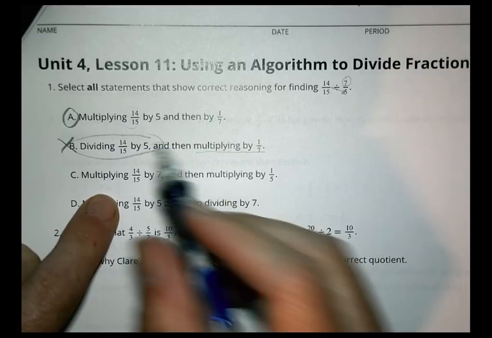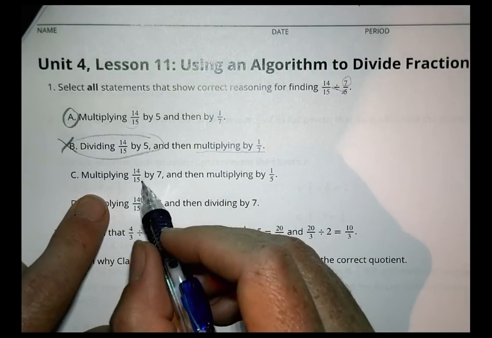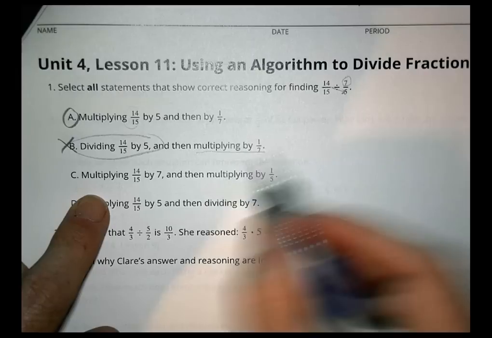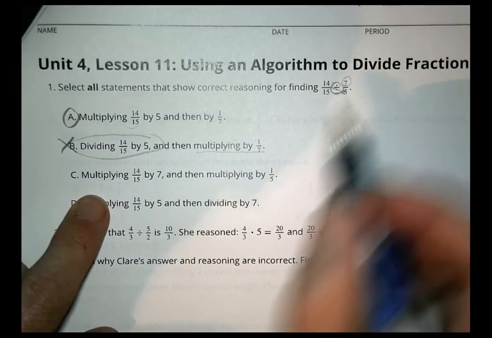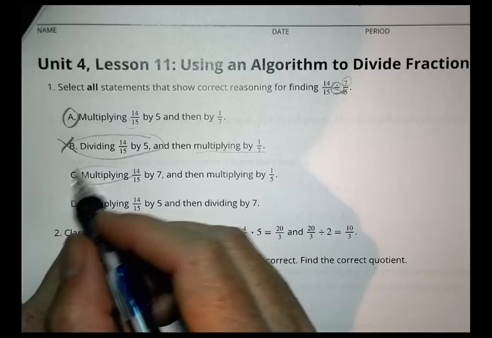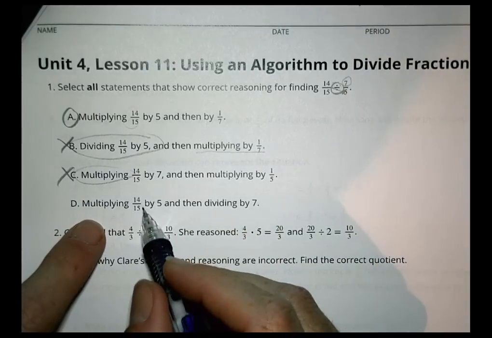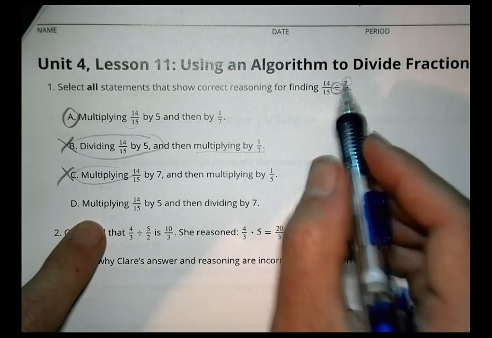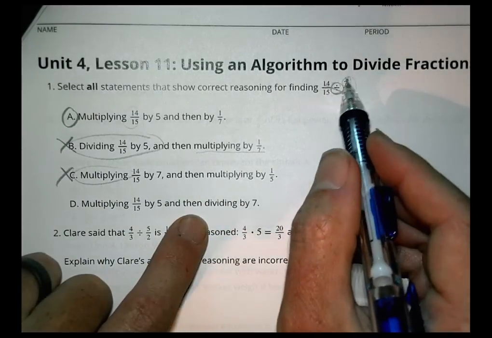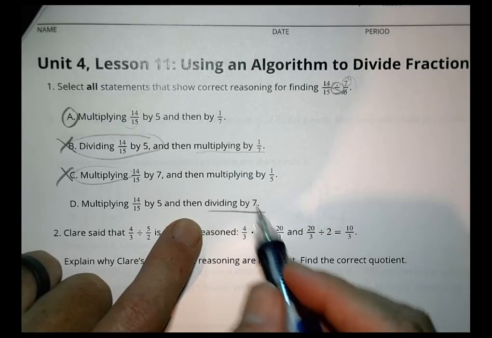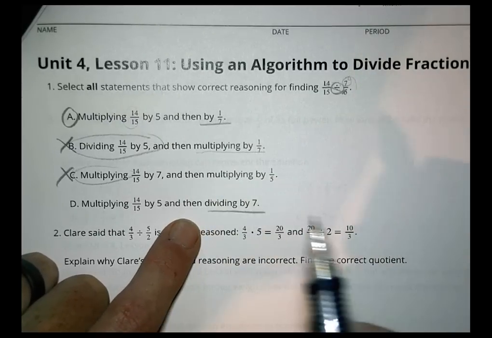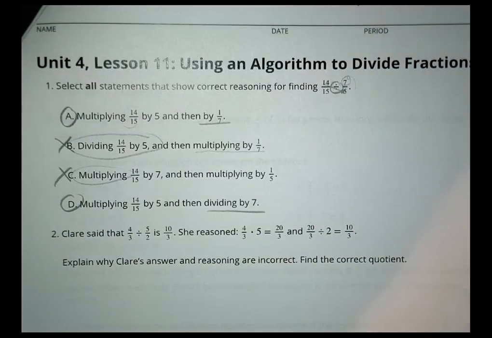It's not going to work. Multiplying 14/5 by 7, that's just doing this. That's just forgetting the sign altogether. That's not going to work. And then multiplying 14/15 by 5, so multiplying this by that, then dividing by 7, that's the same, because dividing by 7 is the same as multiplying by 1/7, so that's true.